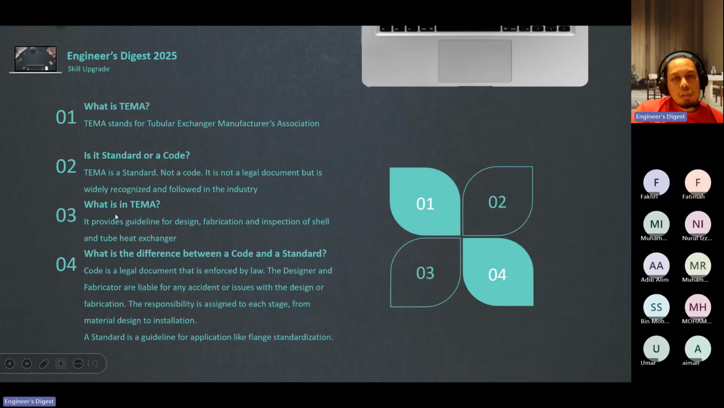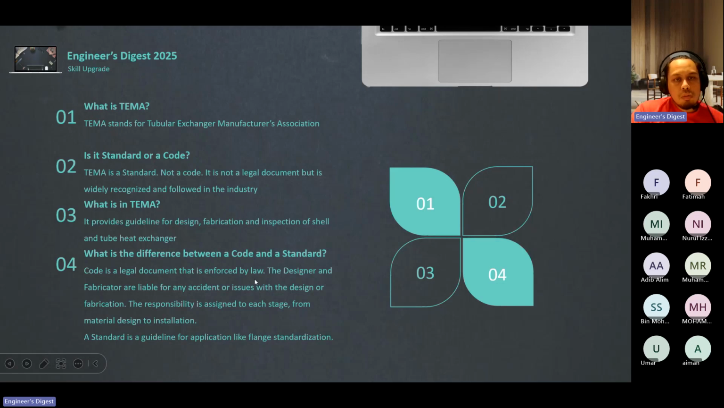Okay, so what is inside TEMA? TEMA provides guidelines for design, fabrication and inspection of shell and tube heat exchangers. This one we will go into in further detail in our subsequent classes. We will go into detail with TEMA. Today is the introduction.